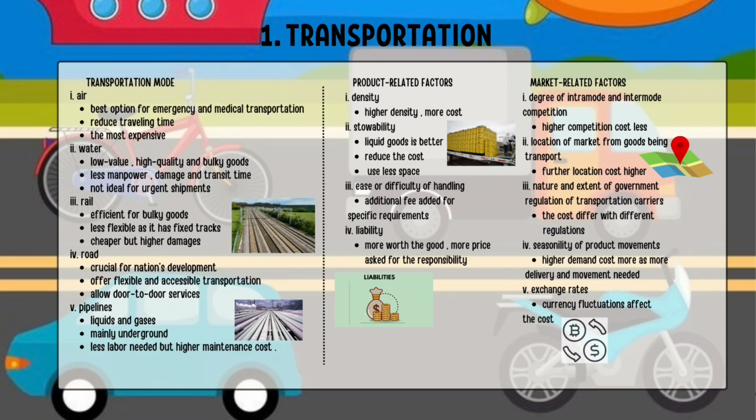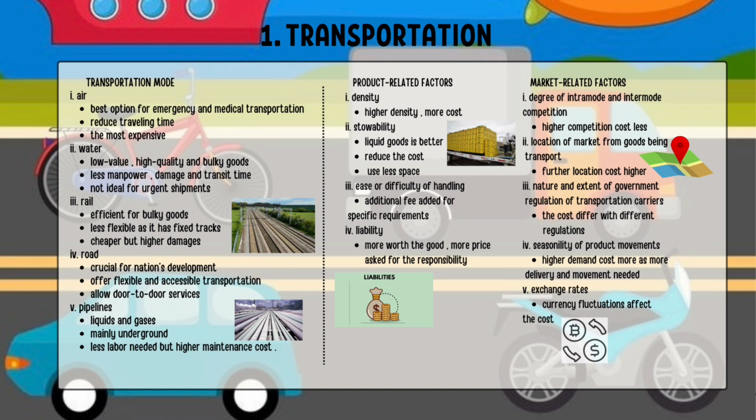There are a few product related factors that I will explain. Number 1 is density. The higher the density of the goods, the more cost needed for transportation. The second one is stowability. Liquid goods is better as it can fill up container and reduce the cost because it uses less space. The third one is ease or difficulty of handling. Additional fee will be needed for specific handling requirements. The fourth one is liability. The more worse the good is, the more price will be asked for the responsibility.